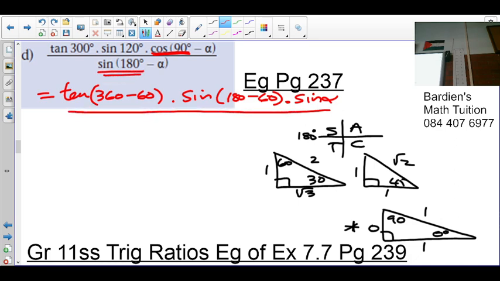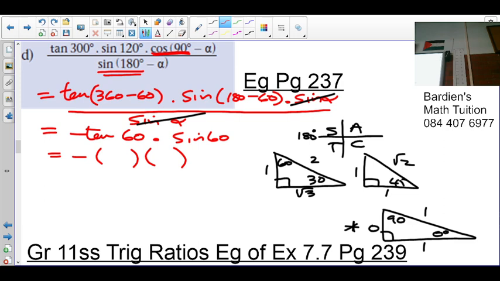180 minus, which quadrant is that in? Second quadrant. Sine positive or negative? Positive. So it's positive sine alpha. Now 360 minus is in your fourth quadrant. Is tan positive or negative? Negative. So it's negative tan 60 times. 180 minus, is sine positive or negative in the second quadrant? Positive. Sine 60. Now sine alpha cancels sine of alpha, not so? Right, so it's negative tan 60 times sine 60.